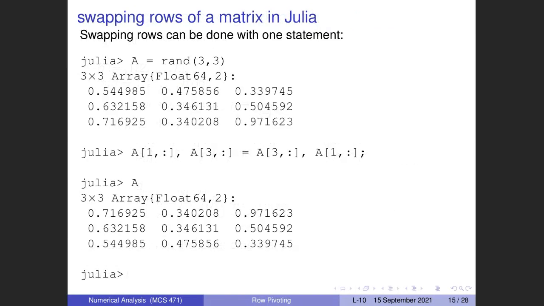All right, how do we swap rows in a matrix in Julia? Well, very simple. We can do the tuple assignment. So there is no need for a temporary placeholder element. This slide simply demonstrates the advantages of the tuple assignment.